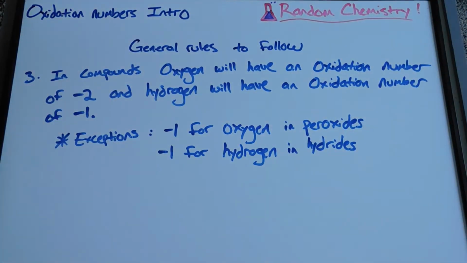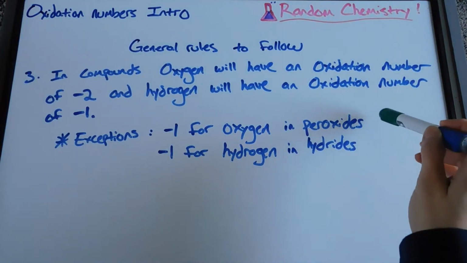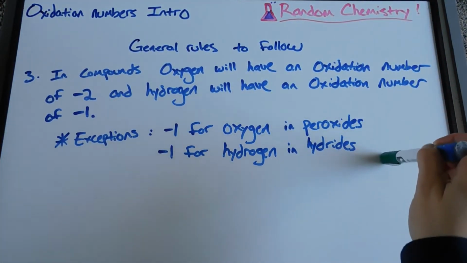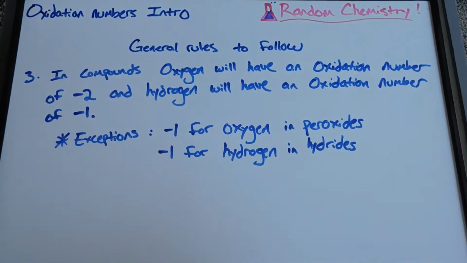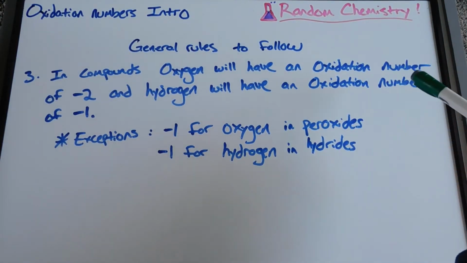Rule number 3. In compounds, oxygen will have an oxidation number of -2, and hydrogen will have an oxidation number of +1. Now there are some exceptions to this rule. That's why these are general rules to follow. The exception is for oxygen and hydrogen: -1 for oxygen in peroxides, and -1 for hydrogen in hydrides. If you're in a basic chemistry class, you probably won't have to worry about these two exceptions. You're probably going to deal with simple formulas where you'll be using oxidation numbers of -2 for oxygen and +1 for hydrogen.